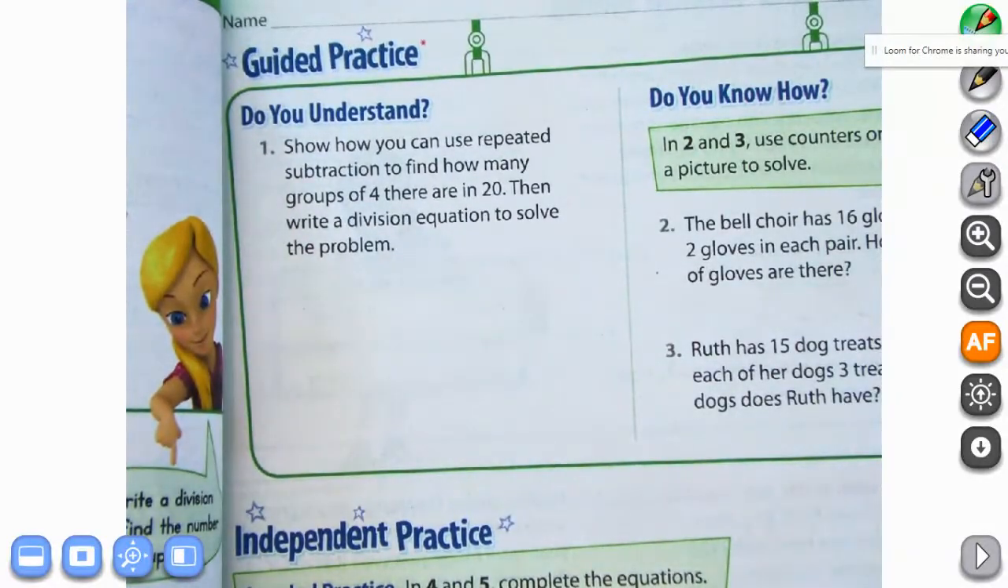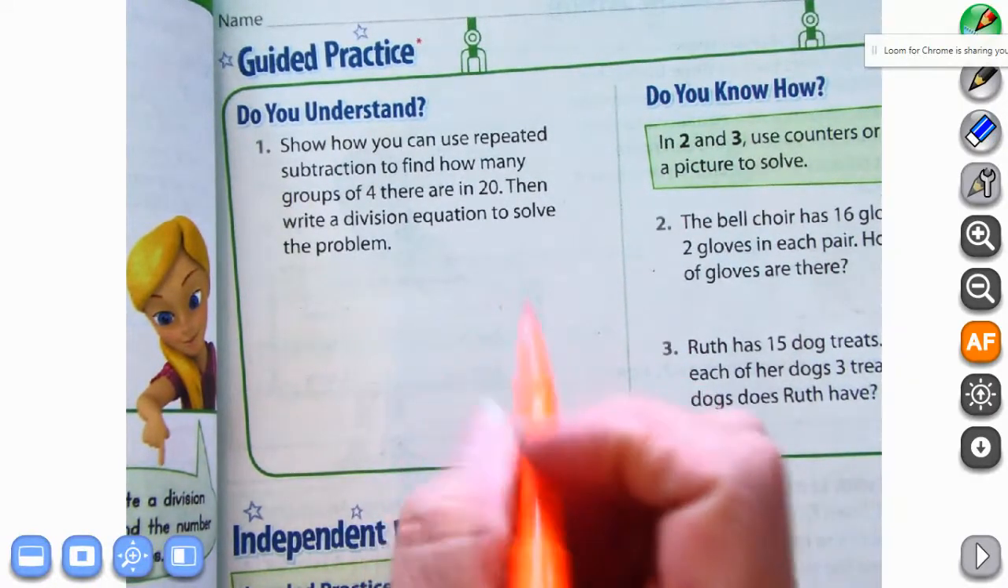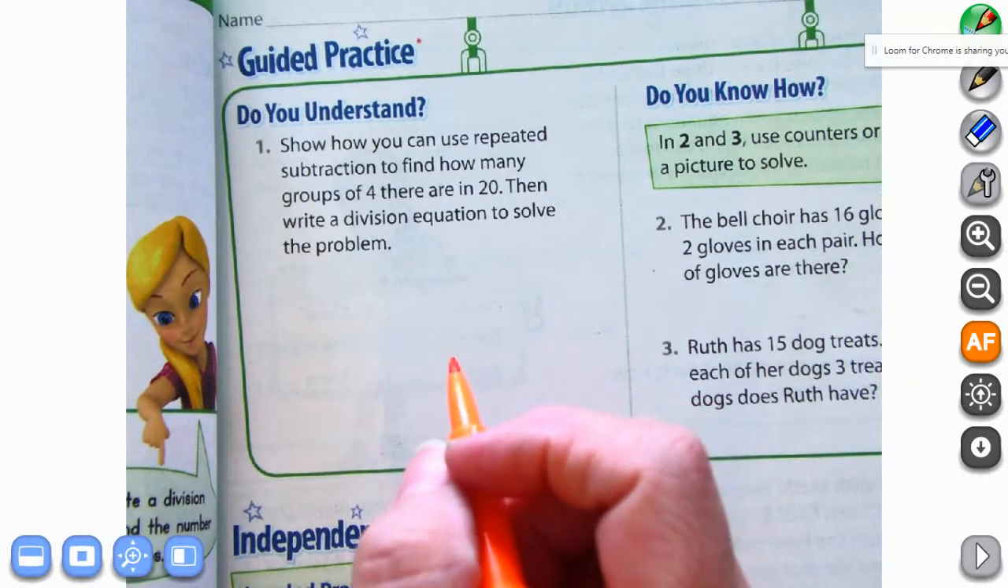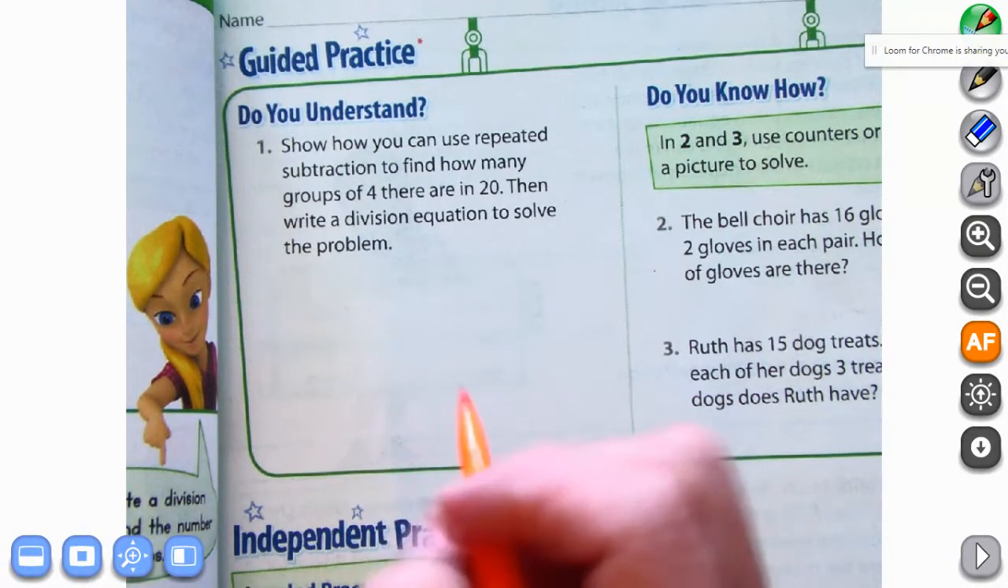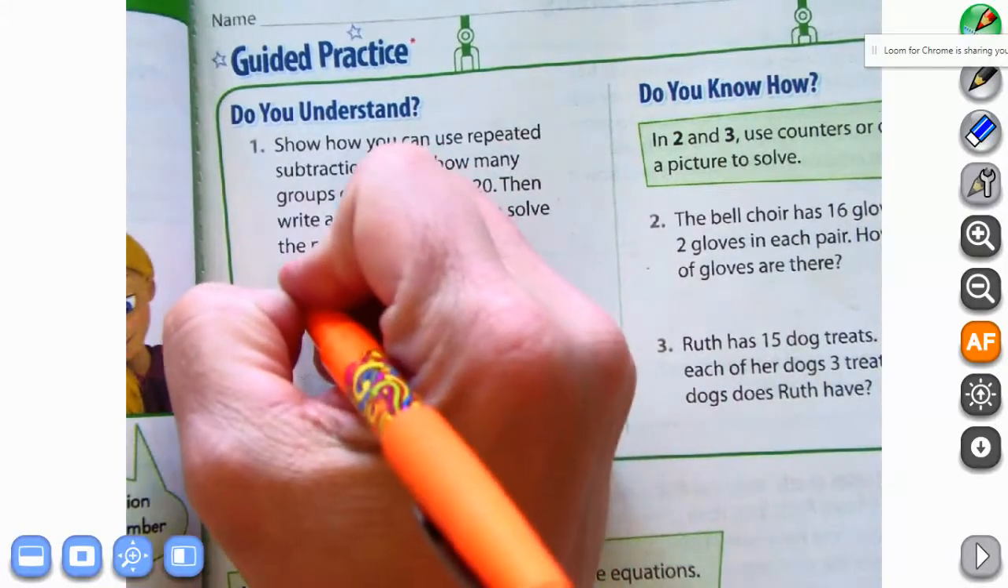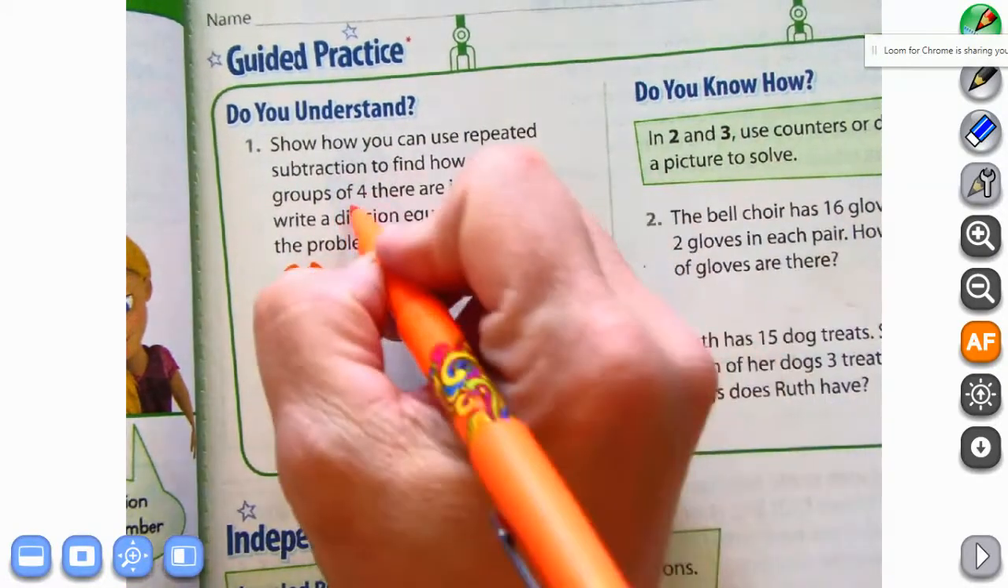All right, so on page 39, number 1 says, show how you can use repeated subtraction to find how many groups of 4 there are in 20. Then write a division equation to solve the problem. So we're going to start with 20, and we're going to repeatedly subtract the 4.